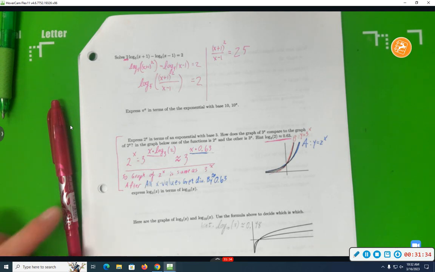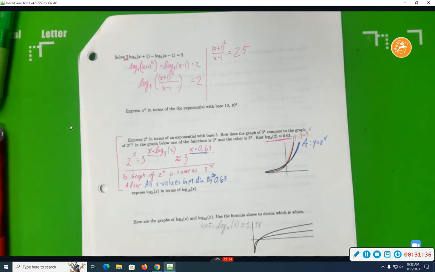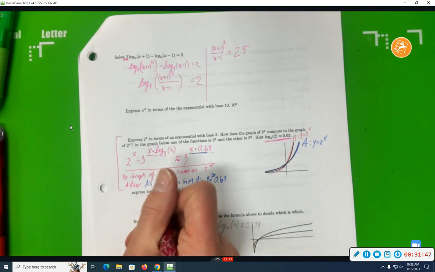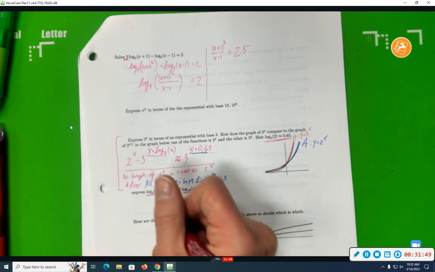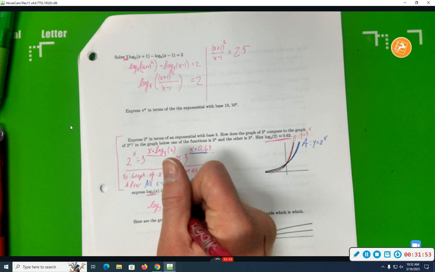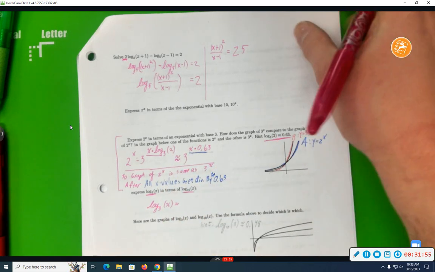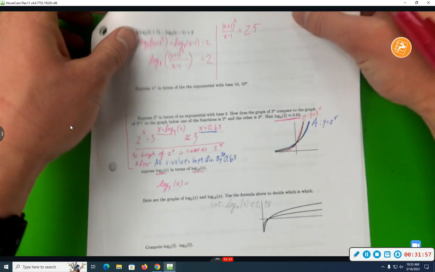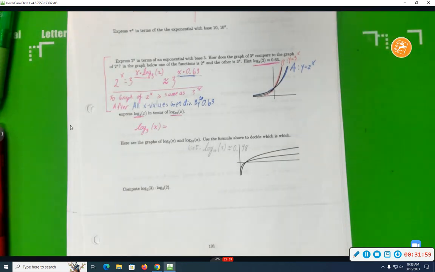Nice. Let's do the same thing with logarithms. So here are the graphs of log base 3 of x and log base 10 of x. Let's decide which one's which by expressing log base 3 in terms of log base 10. So let's express log base 3 of x in terms of log base 10 of x.